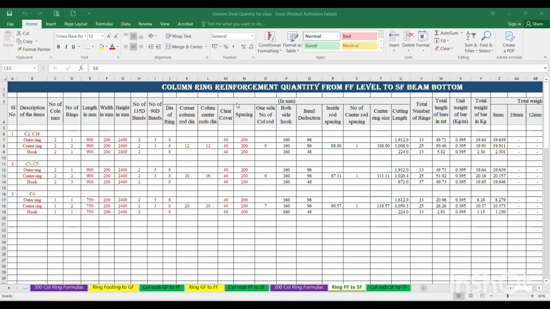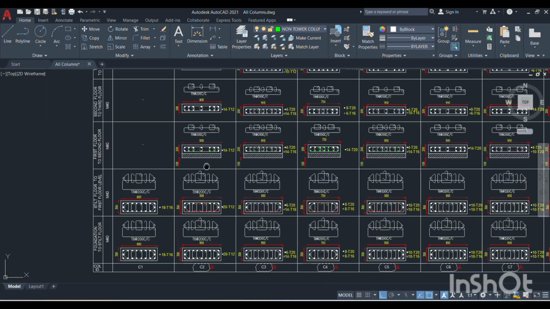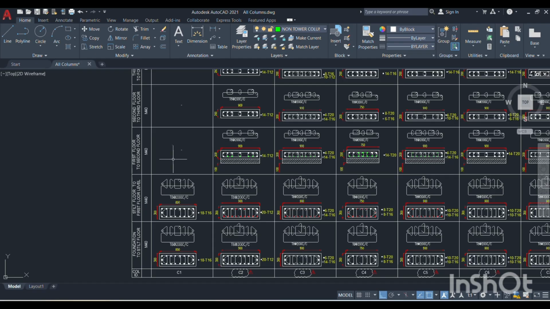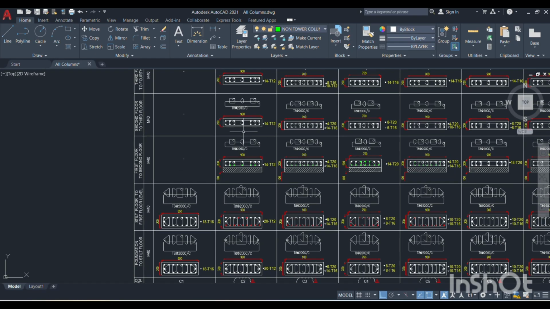So we are going to learn in this video today how to calculate the column ring from second floor to third floor level. In the previous video we learned the column ring calculation from the first floor to the second floor beam bottom, and today we are learning from the second floor to the third floor beam bottom. I will explain how to calculate these column reinforcements today.